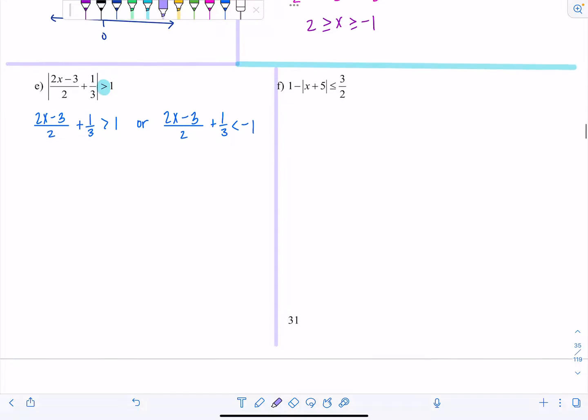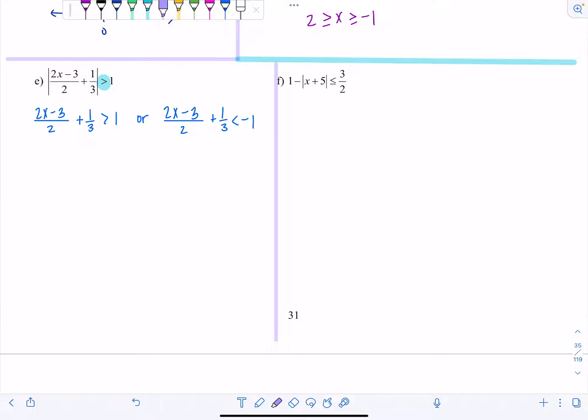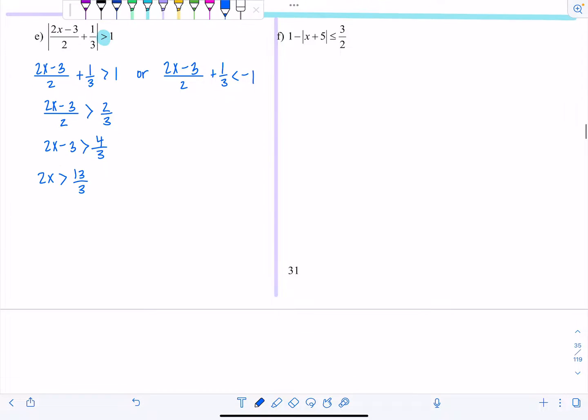Okay, let's solve each. I know there's fractions, but really you don't need to have a meltdown. I mean, some students go into panic mode unnecessarily. Can you subtract 1/3 from 1? 1 is 3 over 3. Minus 1/3 is 2/3. Look at that. Can you multiply both sides by 2 now to get rid of that denominator? So 2x minus 3 is greater than 4/3. Add 3. 3 is 9/3. So 2x is greater than 13/3. Look at us just breezing through. Divide by 2. That's the same as multiplying by a half. So x is greater than 13 over 6. Okay, look at that, we survived.